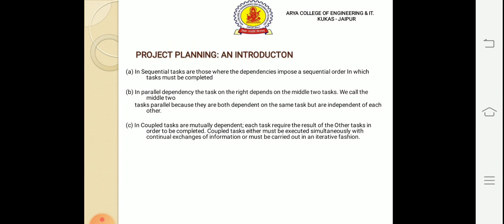Sequential tasks are those where the dependency imposes a sequential order in which tasks must be completed. In parallel dependency, the task on the right depends on the middle two tasks. We call the middle two tasks parallel because they are both dependent on the same task but are independent of each other. Coupled tasks are mutually dependent. Each task requires the result of the other task. Coupled tasks must either be executed simultaneously with continual exchanges of information or be carried out in an iterative fashion.